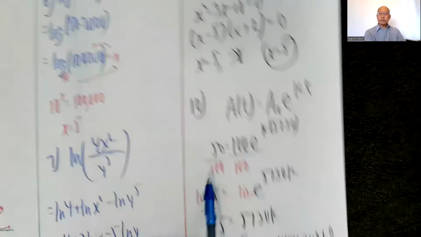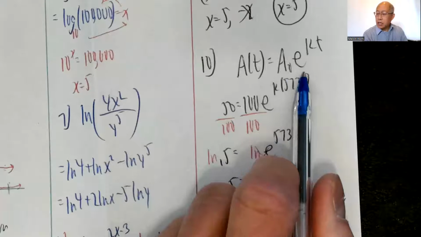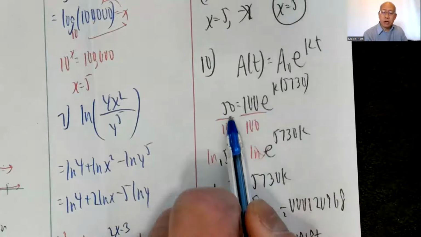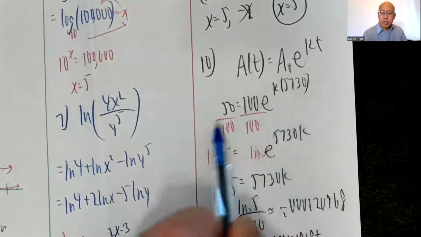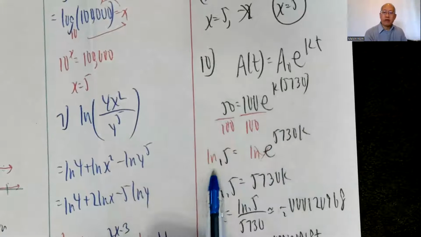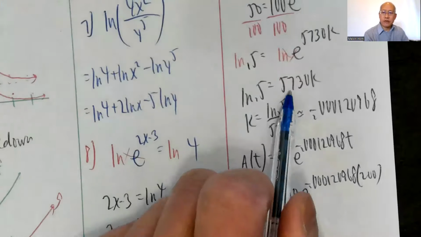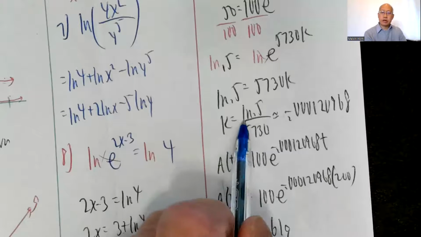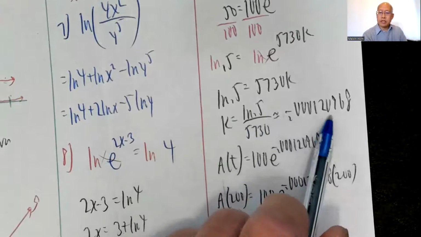All right, number 10, A of t is A0 e to the kt. We're told that we have 100 grams initially. Half of that is 50. So half-life 50 goes here. 5730 goes here. Divide by 100. 0.5 is e to the 5730k. Take a natural log of both sides. ln 0.5 is 5730k. Divide by 5730. And punch it in your calculator. k is about -0.000120968.